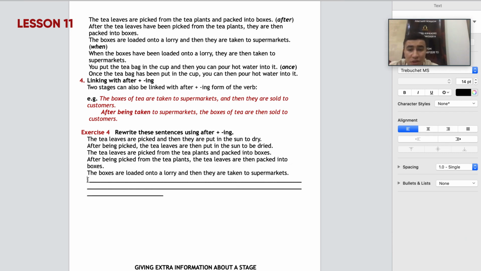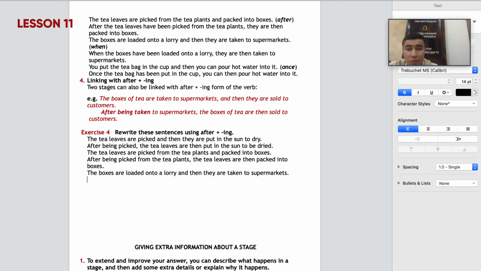So very simple, as you can see, and the boxes are loaded onto a lorry and then they are taken to supermarkets. After being loaded onto a lorry, the boxes are then taken to supermarkets.